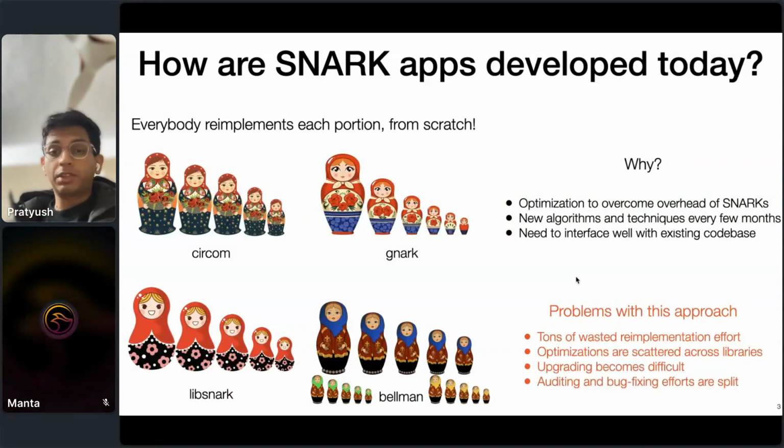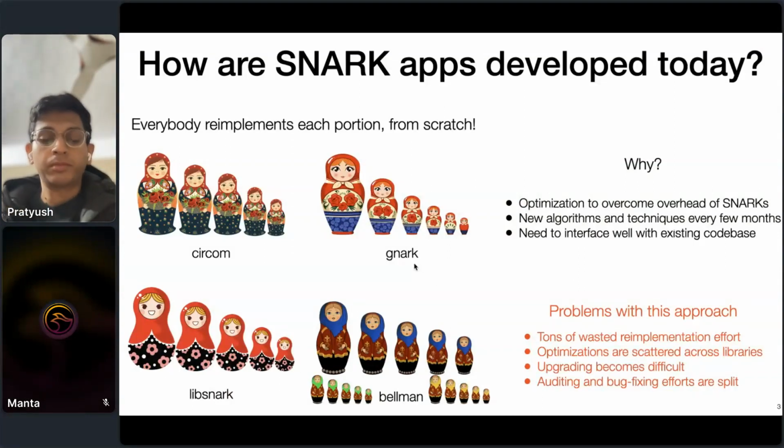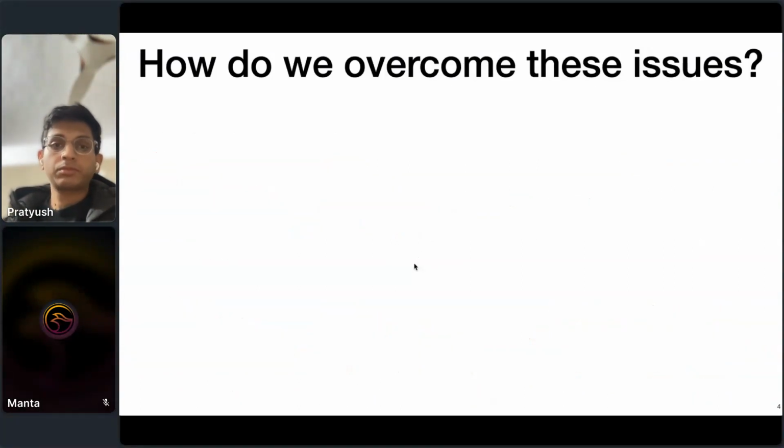Also, auditing and bug fixing efforts are split across all these libraries, right? So attention is scattered across these places. And so a bug which is fixed in zkSNARK might not necessarily be fixed in gnark and vice versa, right? And not to pick on zkSNARK and gnark, they're excellent code bases, but the point is that attention is split across the two or across the entire ecosystem.